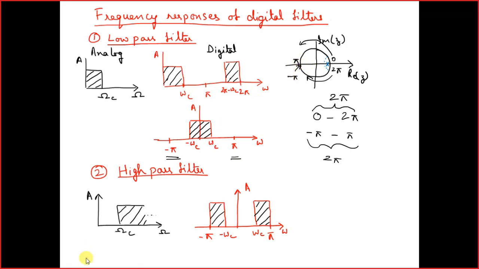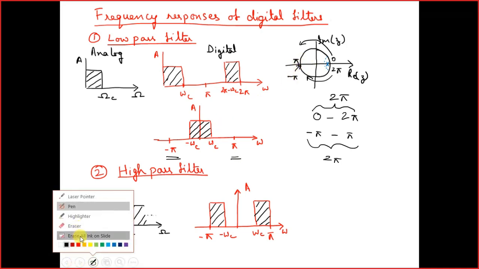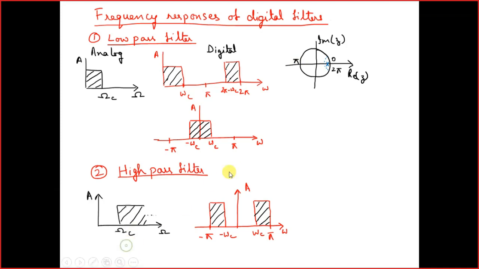Now, from minus pi, suppose I consider this as 2 pi minus omega c, okay? But 2 pi is 0 basically, so we will have minus omega c. At this point, the effect of the pole exists up to minus omega c, and in the positive domain it is up to omega c.